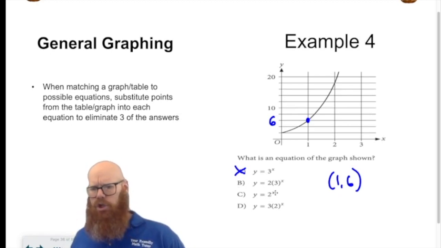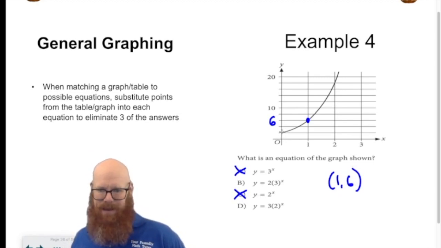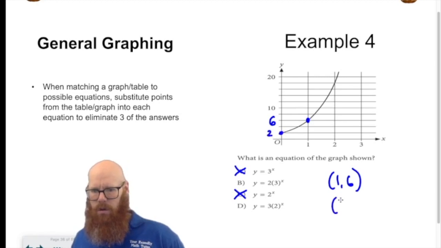Plug in 1 here. 2 to the first is 2, not 6. Now this is what happens. 2 to the first is 2. 2 times 3 is 6. So 2 of them give me 6. So then maybe I'll go here. I could have done this in the beginning. This is 0, 2.